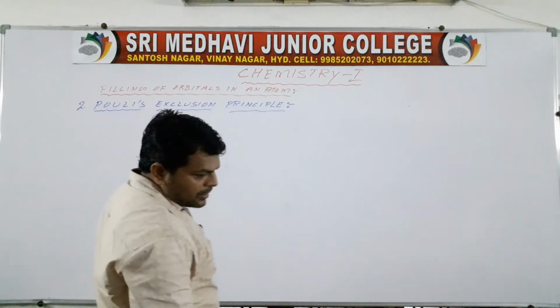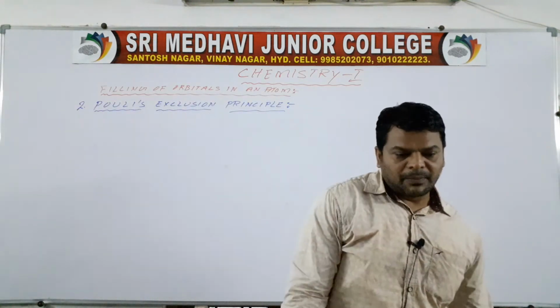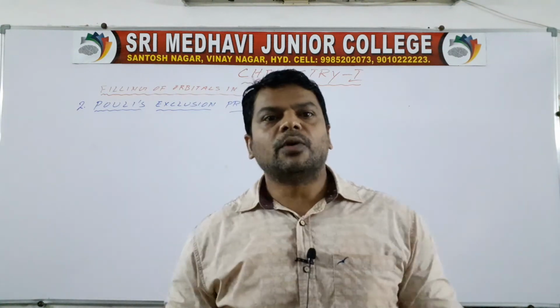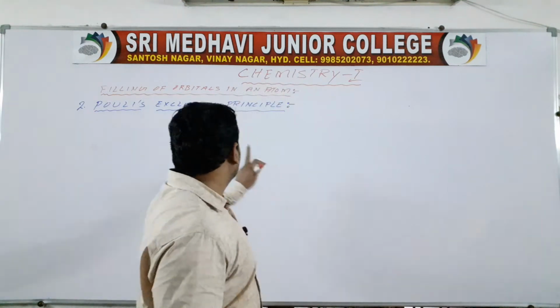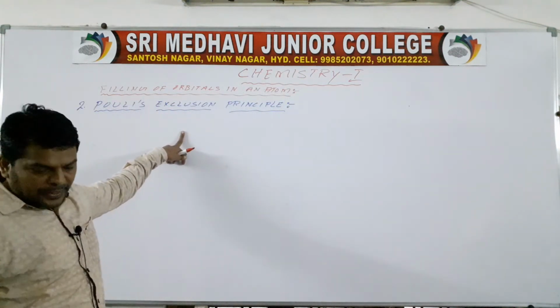What does Pauli's exclusion principle mean? No two electrons in an atom can have the same values of all four quantum numbers. If you take any two electrons in an atom, they don't have the same values of four quantum numbers. That is nothing but Pauli's exclusion principle.